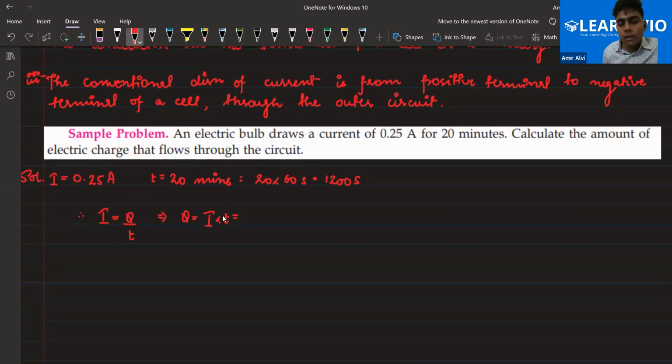I is equal to 0.25 into 1200 ampere. So that is coming out to be 300. But with 300 coulomb of charge flowing through the circuit to generate a current of 0.25 ampere in 20 seconds. Am I clear to all of you?